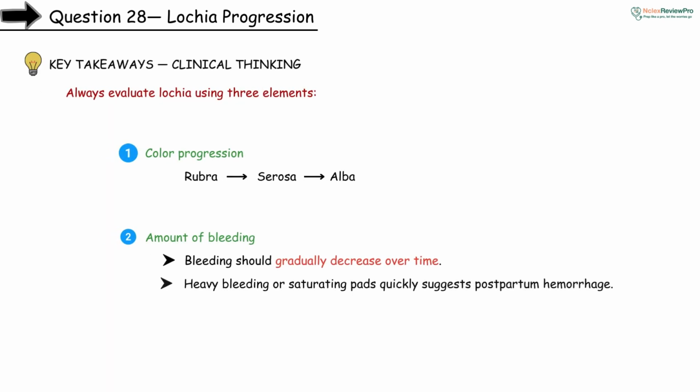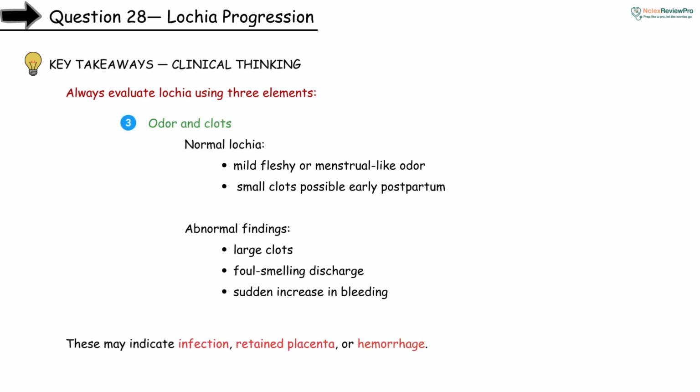Now, let's strengthen your clinical thinking. When assessing lochia, always evaluate 3 things. First, color progression, rubra to serosa to alba. Second, amount. Bleeding should gradually decrease over time. Heavy bleeding or rapid pad saturation is not normal. Third, odor and clots. Normal lochia has a mild, menstrual-like odor. Small clots can be expected early, but large clots, foul odor, or sudden increase in bleeding are red flags.